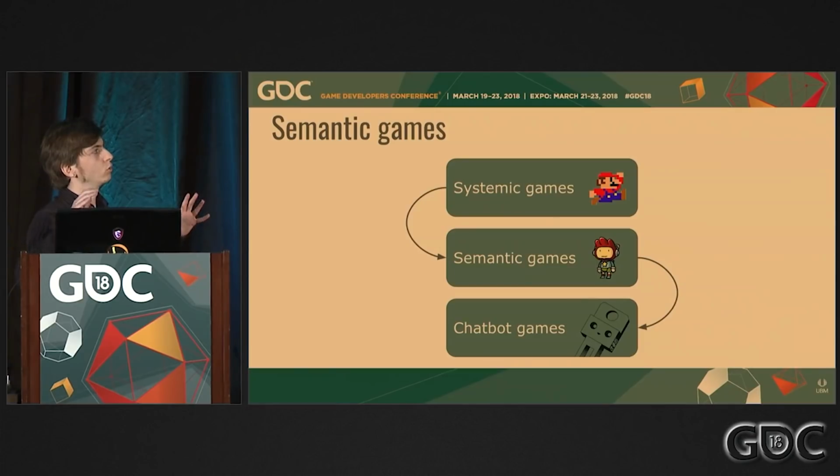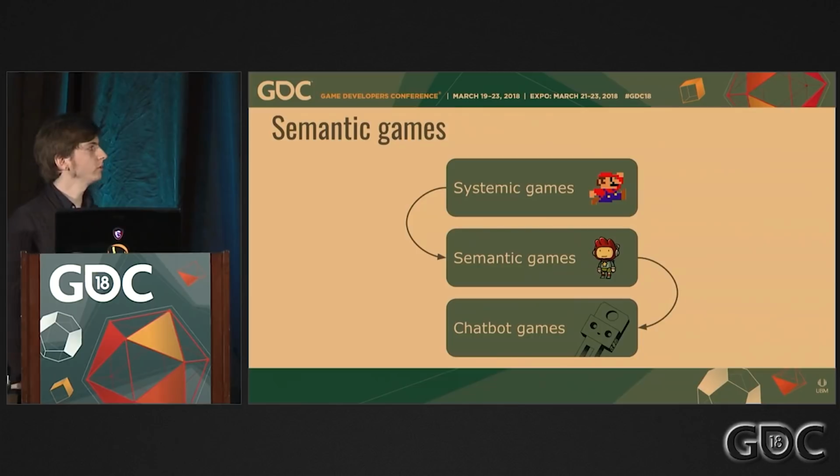I like to classify games this way. You have first the good old systemic games like Super Mario, and these games basically work like this: you push a button, your avatar performs an action, and this action has an impact on the game system. And all of this is constant. The action will always be the same, and the impact will always be the same.